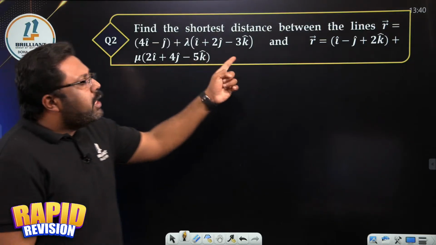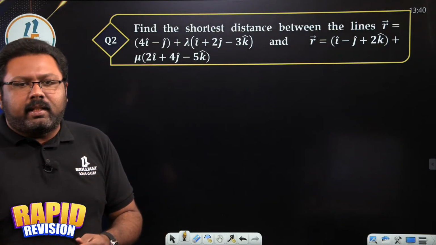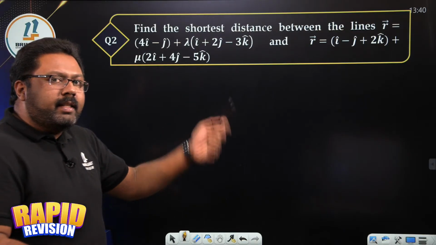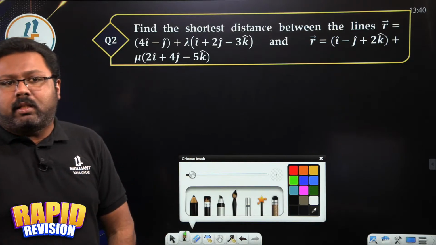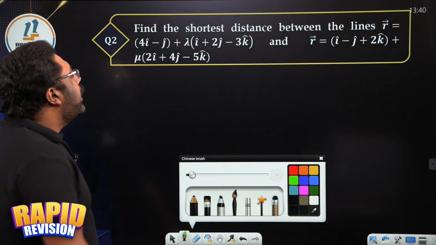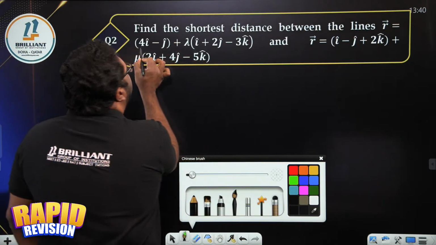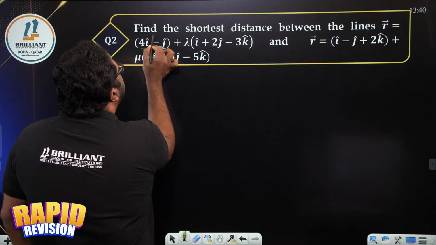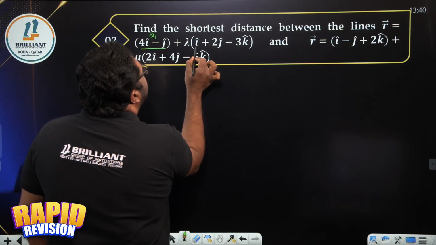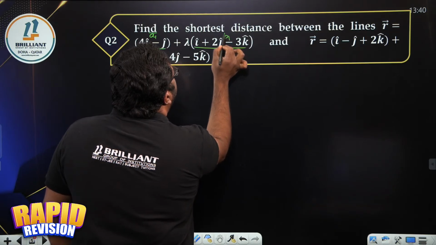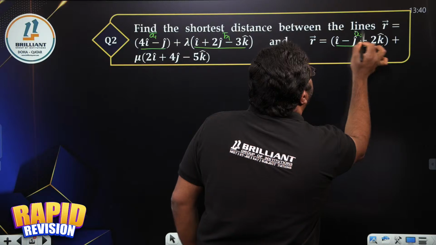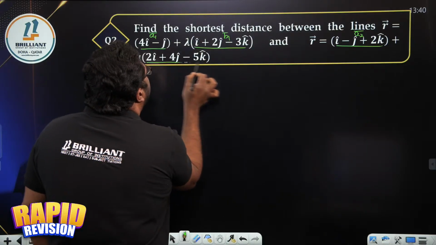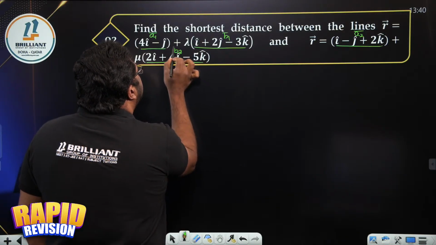Question 2, find the shortest distance between the 2 lines. Like I said before, I prefer to have the shortest distance formula in the vector form. So all of you identify, for the first line, this is A1 vector. For the first line, this is B1 vector. For the second line, the point is A2 vector, and the direction ratios is B2 vector.